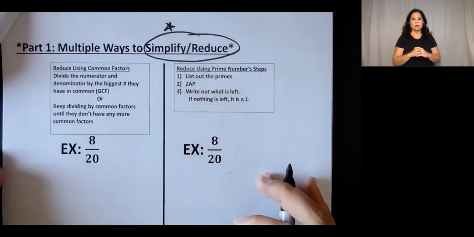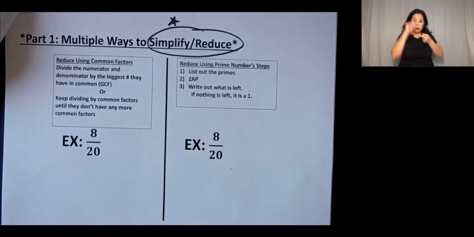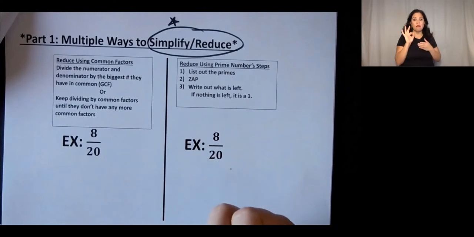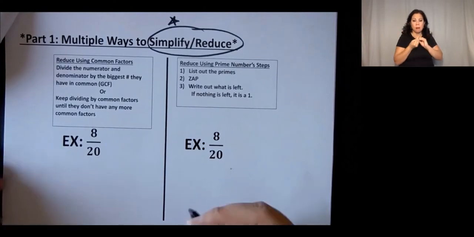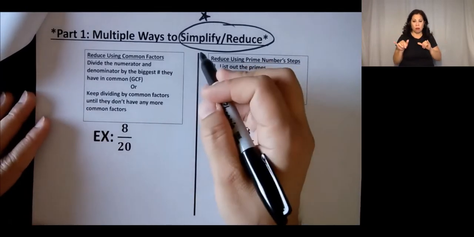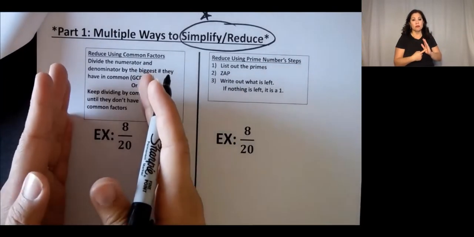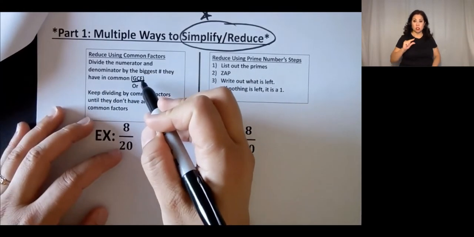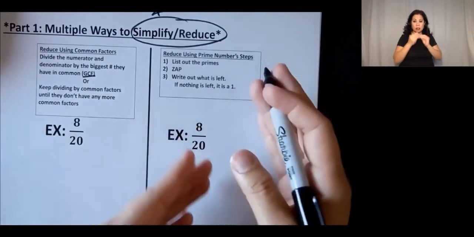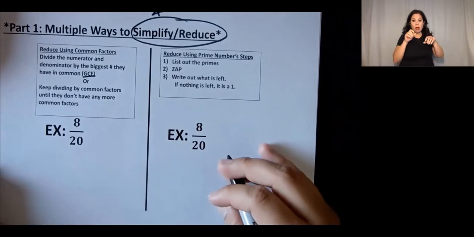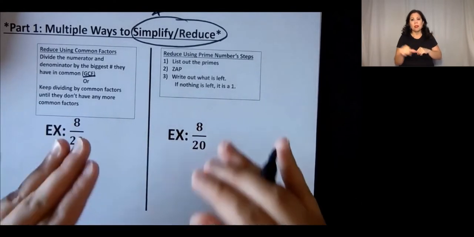So when you're simplifying fractions, there's lots of ways of doing it. The goal when you're simplifying fractions is to be able to find the biggest number they have in common for the numerator and the denominator. So there are two ways that I'm going to show you. One is finding the biggest number they have in common, which is the GCF. The other way is using prime numbers to help you simplify. And we're going to learn how to do both.